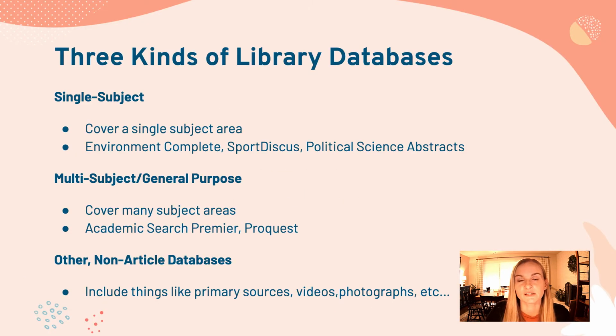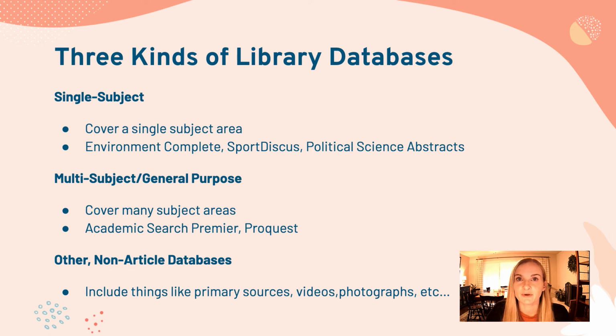There are several kinds of library databases, and I like to group them into three basic categories. The first category is single subject databases. These databases cover a single subject area, like psychology or environmental science. These databases cover that topic in great depth. They typically include scholarly journal articles or trade publication articles, but other ones might search magazine articles or primary source documents. Examples of this kind of database include Environment Complete, SPORTDiscus, or Political Science Abstracts.